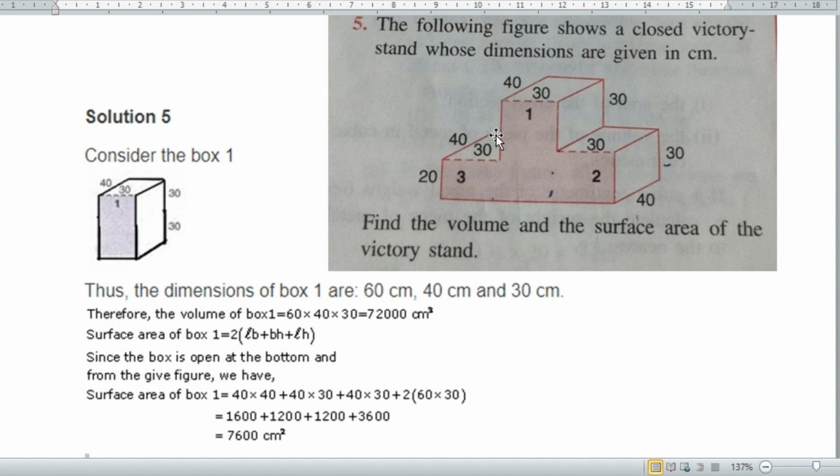Then this side, the total height is 60 and this is 20, so 60 minus 20 is 40. This much is 40 and this much is 40, so this is 40 into 40. Then this side, 30 is breadth and height is 60, and that side also 30 into 60, so 2 times 30 into 60. This is the surface area of stage 1.